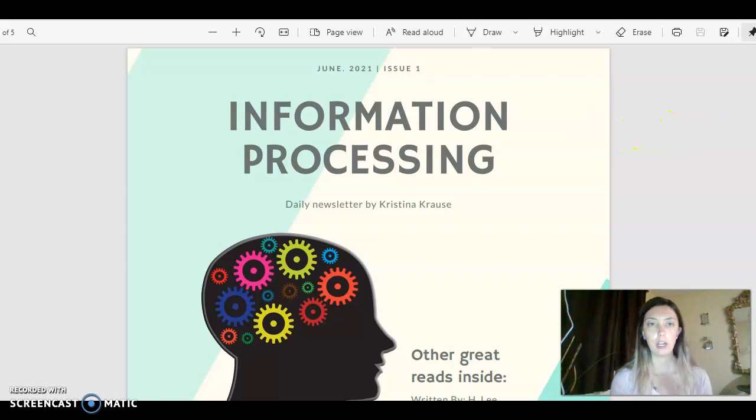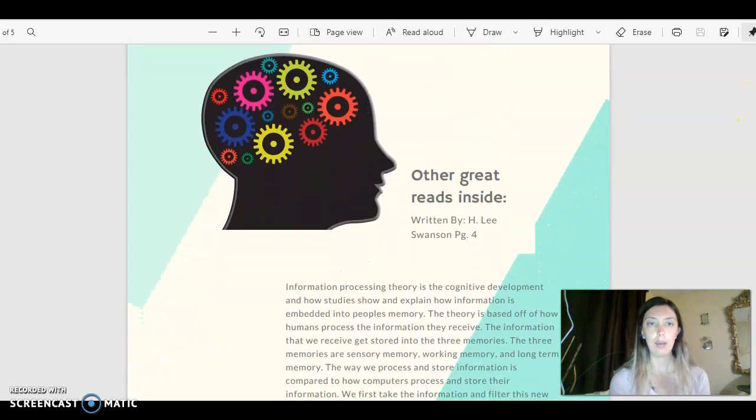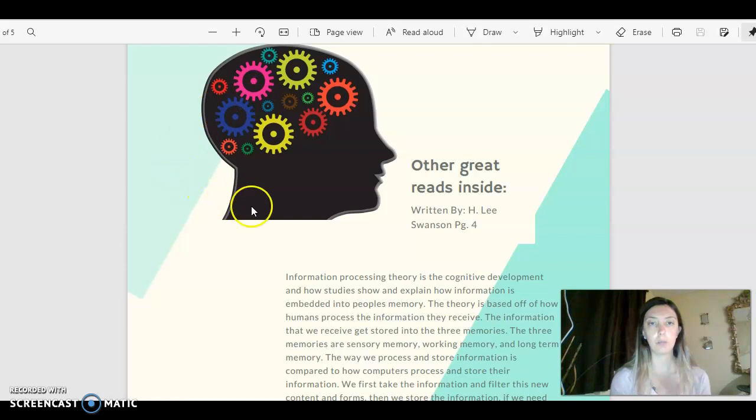So as you see here, this is the start of my newsletter. I put this picture here of someone's face and their mind with these gauges, just showing that our memory is a process, and we go through different stages to hold our memory in. So that's why I chose that.